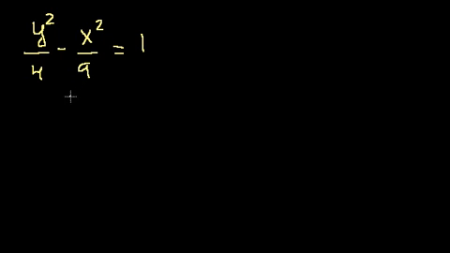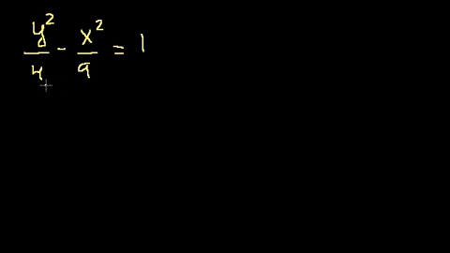In the last hyperbola video, I didn't get a chance to do some concrete examples, so I'll do that right now. So let's say I had the hyperbola y squared over 4 minus x squared over 9 is equal to 1.